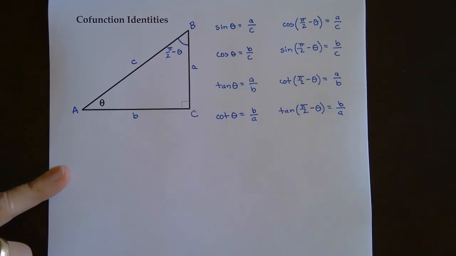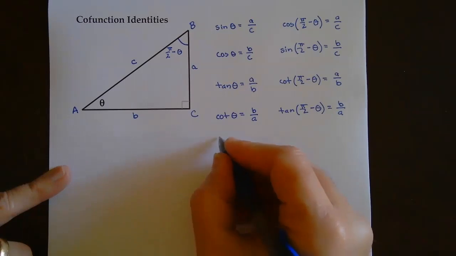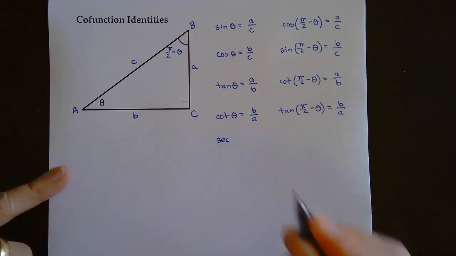There's a reason these are called co-function identities. Sine, cosine, cosine, sine, tan, cotangent, cotangent, tan. I bet you know the next one we're going to do, okay? Well, maybe not specifically. The next 2 we're going to do.